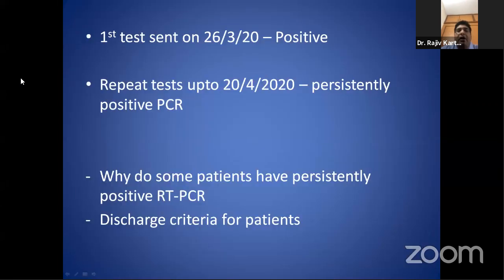Next. So this is a phenomenon I think many of us would have seen, where the patient has clinically improved, but the RT-PCR remains persistently positive.